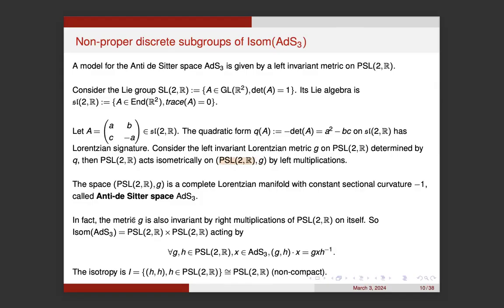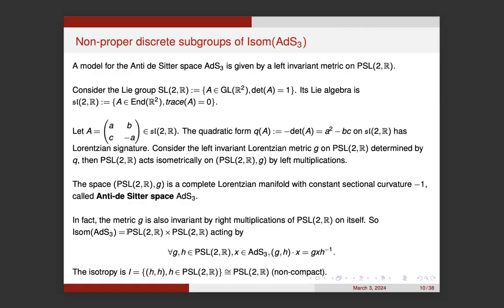And in fact, this metric J is also right invariant. It's also invariant by right multiplications of PSL(2,R). So the isometry group is in fact a product of PSL(2,R) with itself, and acting this way. So J acts on the left, and H, the other component, acts on the right. So the isometry group is bigger.